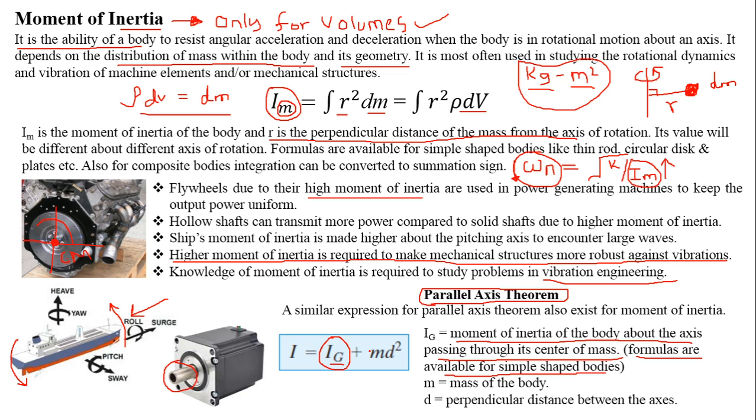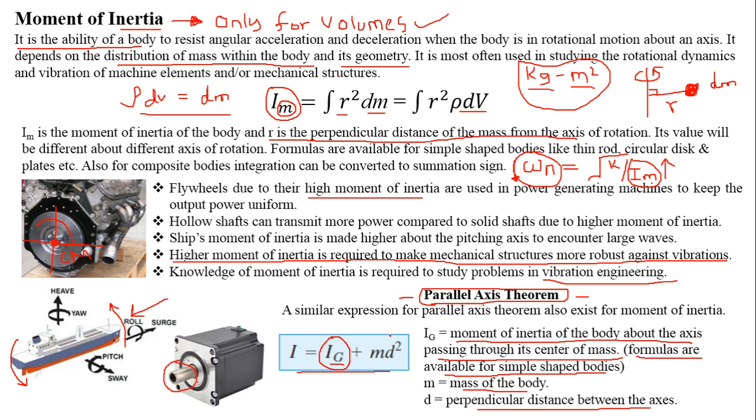Then plus, this time we have m. M is the mass of the body in kilogram. And d square, so d is again the perpendicular distance between the two axes. So this is the parallel axis theorem, and it has the same kind of formulation as we studied in case of second moment of area. The only difference is that in case of second moment of area, we used to have A in place of m, and second moment of area about the centroidal axis in place of Ig. Otherwise everything is the same.